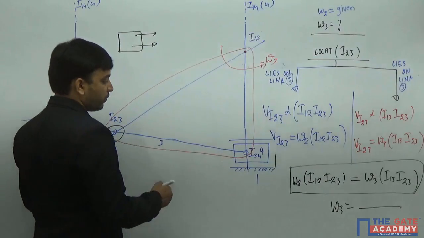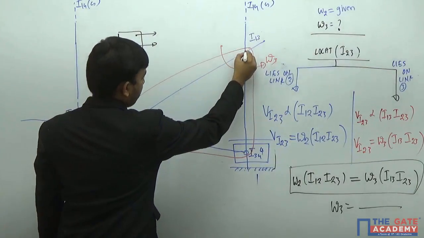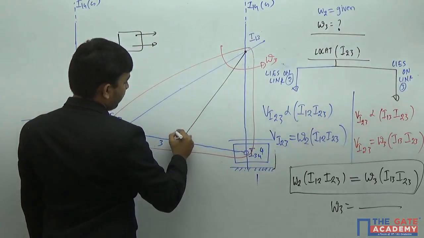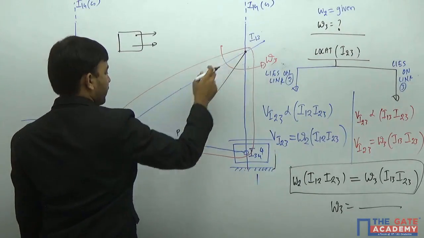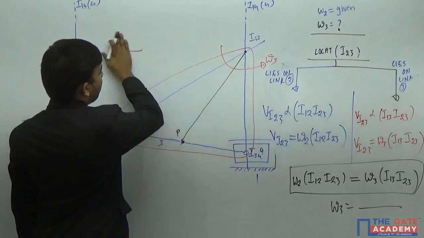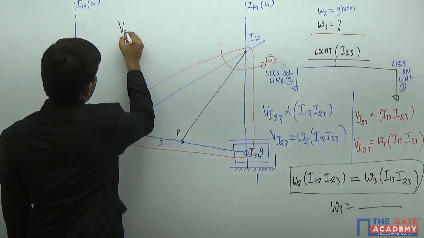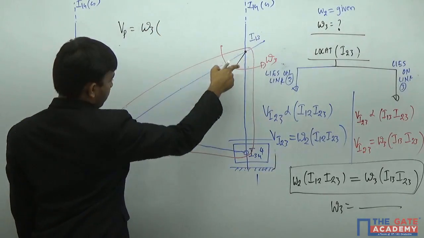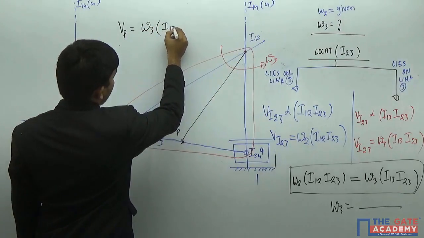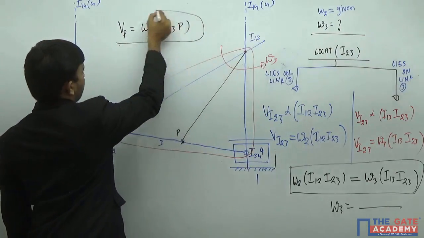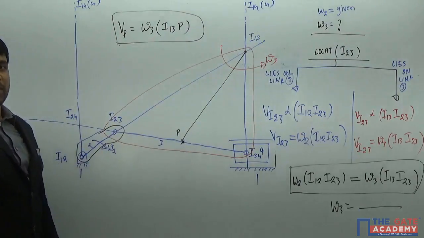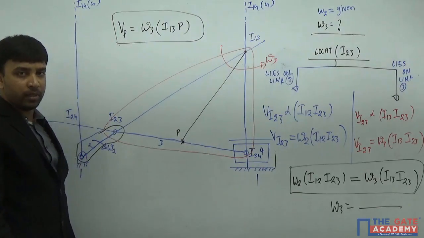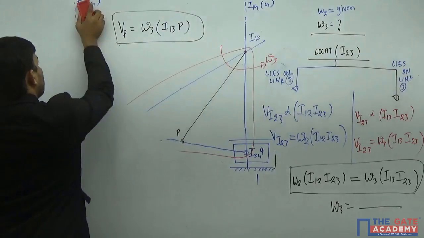If I want to find the velocity of this point on the connecting rod, which I'm calling point P, just find the distance between I13 and P. The velocity of point P is nothing but omega 3 times the distance from the center of rotation. The center of rotation is I13 and the point is this. This way you can find the velocity of any point on any link, if you know its angular velocity.